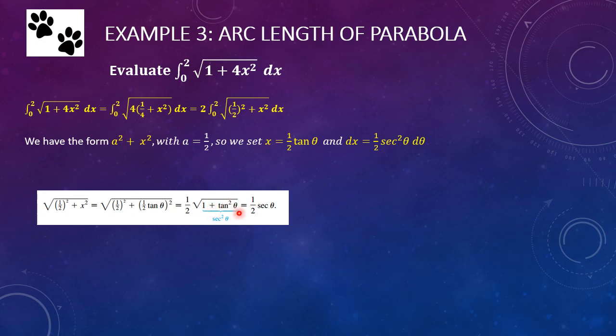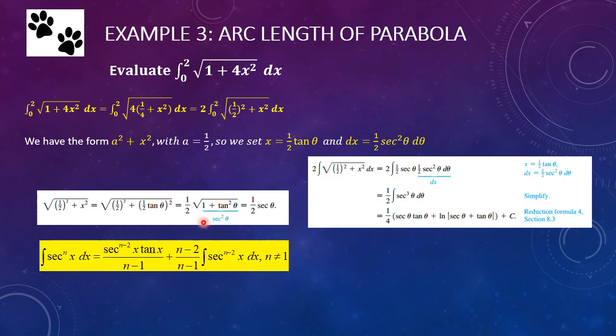Well, 1 plus tangent squared is an identity, the Pythagorean identity from trig, and so this equals secant squared, so we get 1/2 times the square root of secant squared. Well, the square root of secant squared is just secant. So this entire internal integrand becomes just 1/2 secant theta. Okay? So when we're integrating 2 times 1/2 secant theta, remember the dx becomes 1/2 secant squared theta d theta.